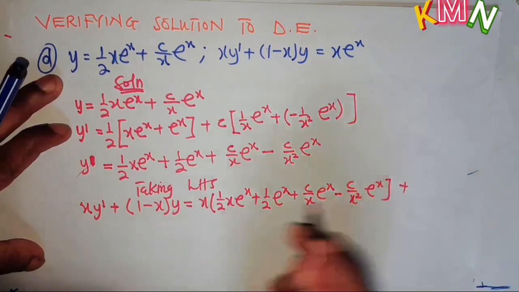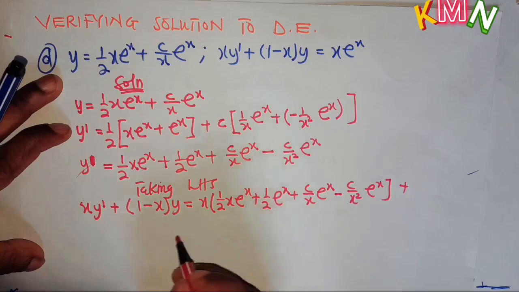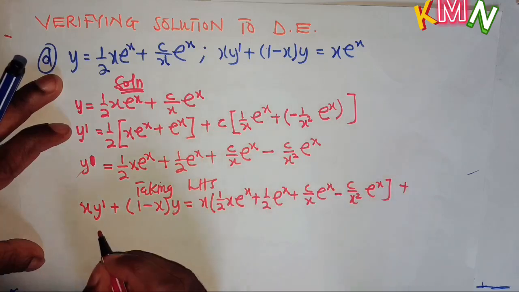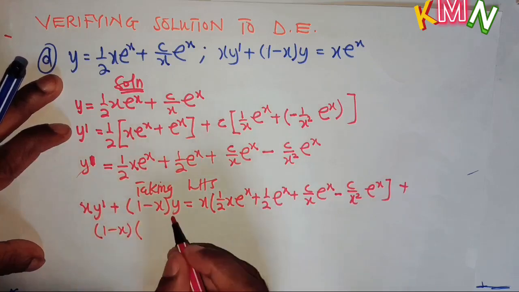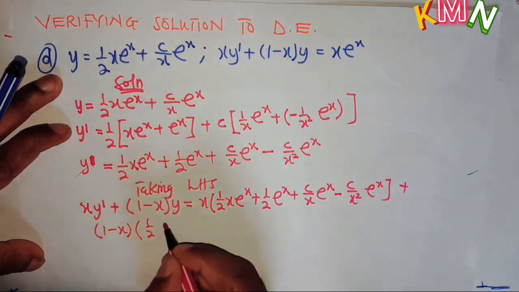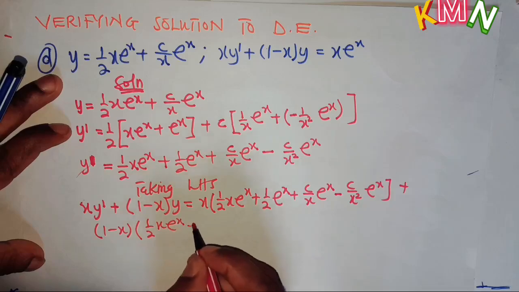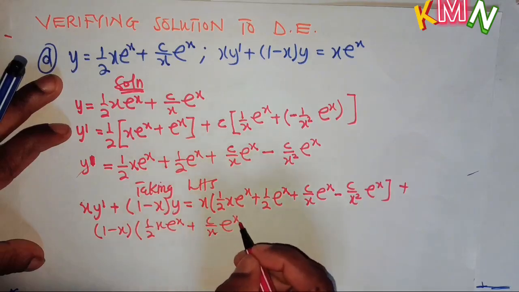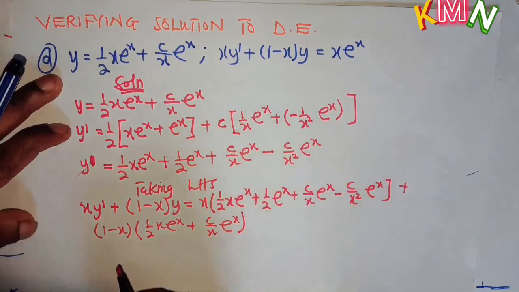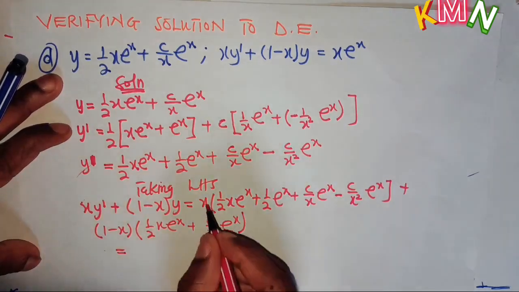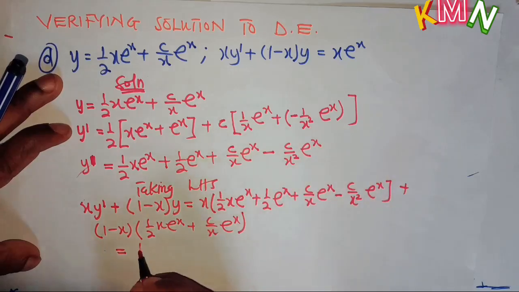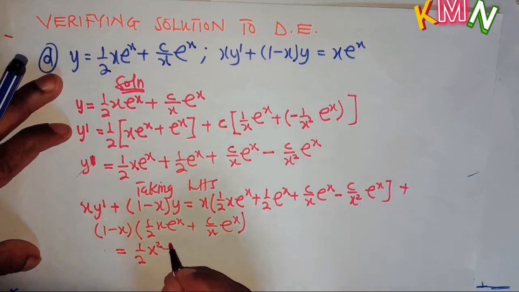Then plus this, plus we have, it's not good, so let's come down. We have bracket 1 on x, and that multiplies the y. The y was also half x e power x plus c on x e power x. And let's close that. Let's continue. Let's expand. So expanding, this multiplies through, we are going to get half x squared e power x.